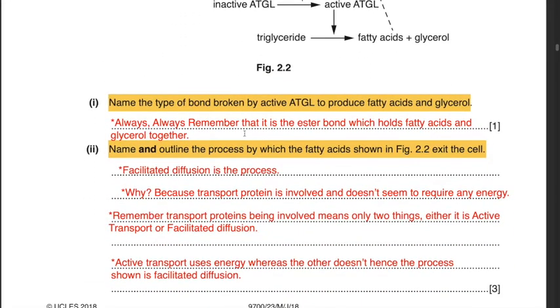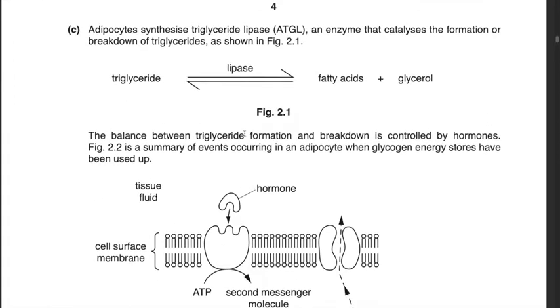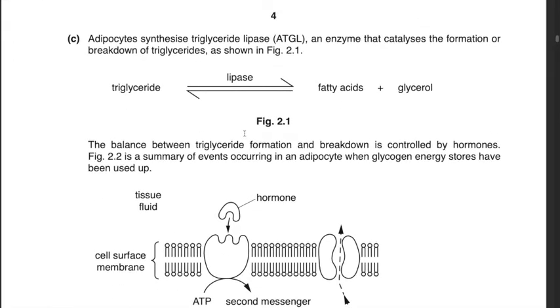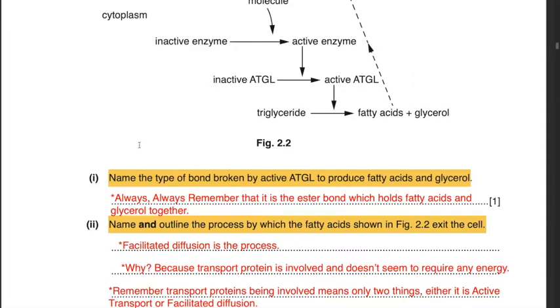Part 1. Name the type of bond broken by active ATGL to produce fatty acids and glycerol. Active ATGL is the enzyme which is known as triglyceride lipase, and it is involved in breaking down triglycerides to fatty acids and glycerol. And what are the bonds present in triglycerides? The bonds present in triglycerides are known as ester bonds. So what must be broken is definitely an ester bond. Therefore, always remember that it is the ester bond which holds the fatty acids and glycerol together. Hence the answer is ester bond.